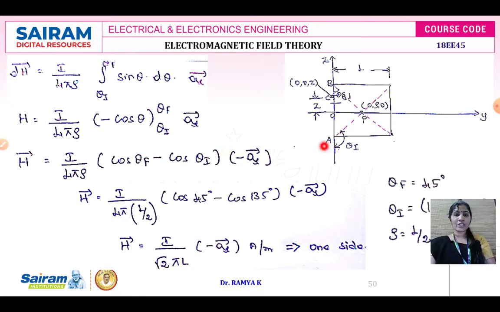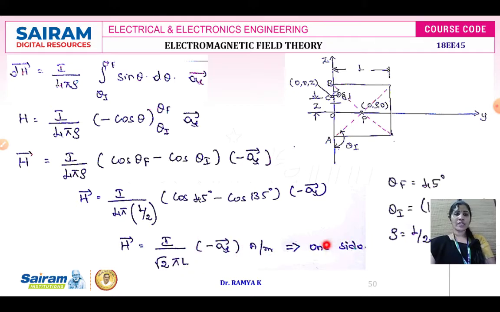Here the angle theta f is going to be 45. Why? Because in a square the angle between the two sides is 90 degrees, and here it is half. Therefore, theta f is 45. When you consider theta I, it is 180 minus theta f, that is 180 minus 45, which is 135. For one side, the value of H will be I divided by root 2 pi L. Direction is minus ax vector.